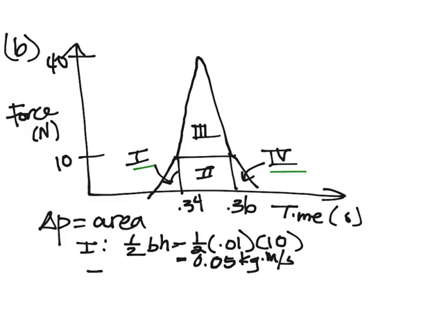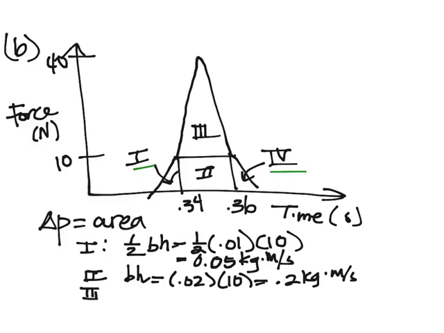In area 2, okay, this is a rectangle, so it's going to be base times height. The base is 0.02, and the height is again 10 newtons, so we have 0.2 kilograms times meters per second. Of course, region 3 is also a triangle, so we can calculate that using 1/2 base times height. Again, the base is 0.02. This time the height from 10 to 40 is 30 newtons. And when we calculate that, we end up with 0.3 kilograms times meters per second.